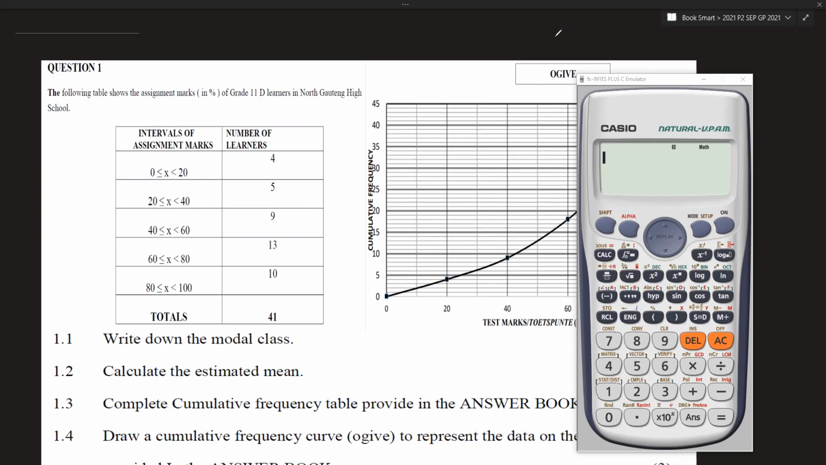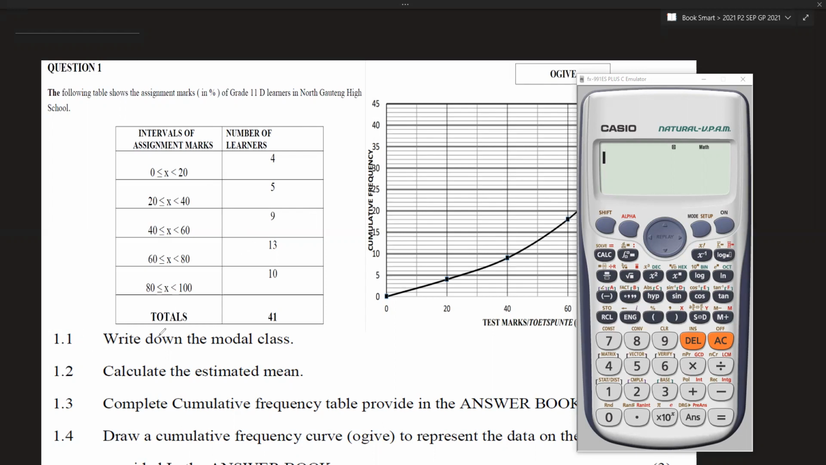Today, we're going to be looking at a statistics question paper taken from 2021, Paper 2, September, Gauteng province. Here they say the following table shows the assignment marks in percentages of Grade 11 D learners in North Gauteng High. The information is represented in a table form. Always when we have a table form, we know that it's grouped data, right? Awesome. So let's answer the questions.